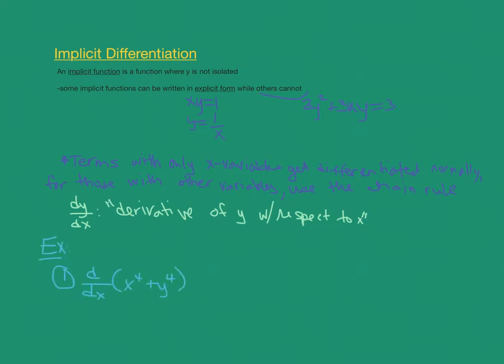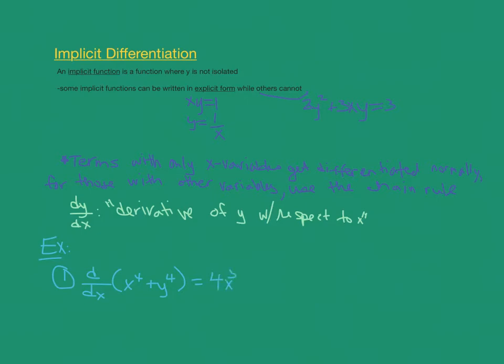So I also want you to notice this notation here. Basically, this is saying the derivative of x to the fourth plus y to the fourth with respect to x. So we're differentiating with respect to x. What that means is that we treat the x variable, the x to the fourth, like we would any normal variable when we take the derivative. So that's just going to be 4x cubed.